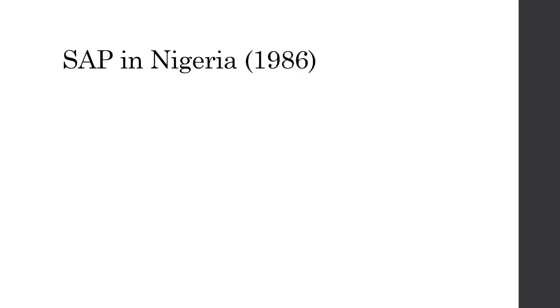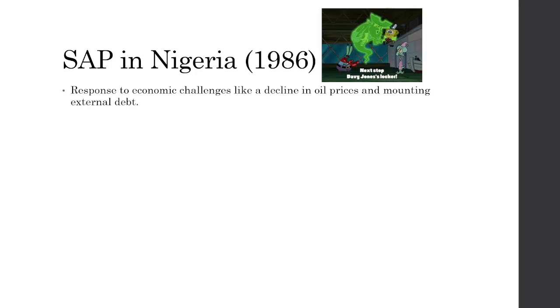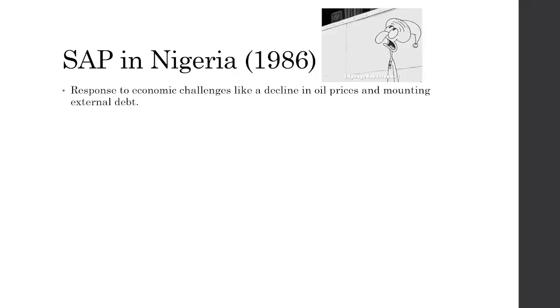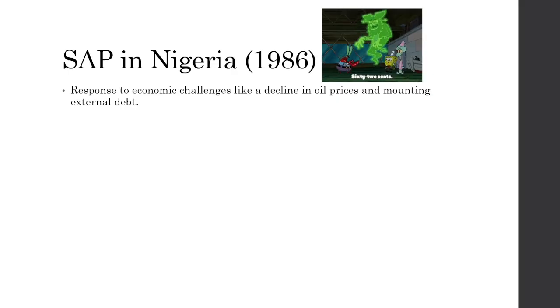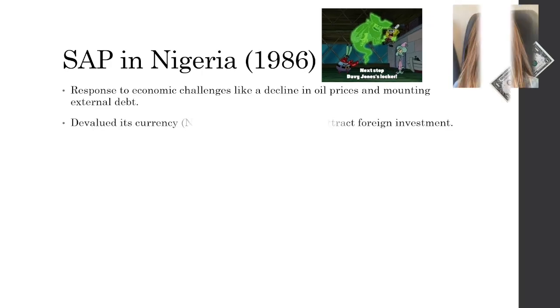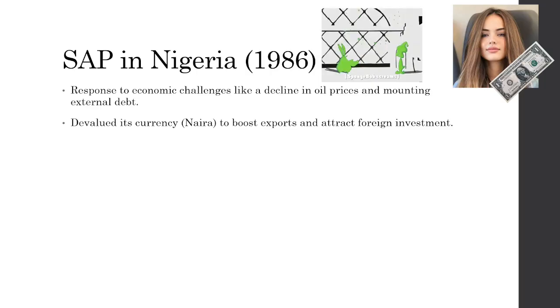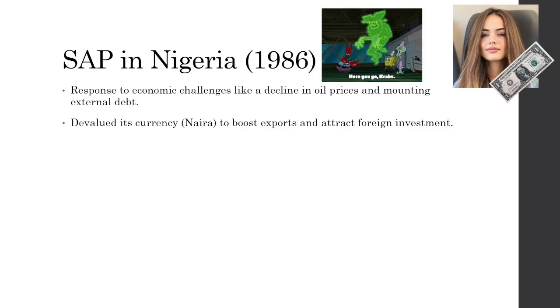Let's look at an example in Nigeria in 1986, a little bit ago, but still kind of contemporary. So this was a response to economic challenges, like a decline in the oil prices. Remember, oil is such a big part of their economy that if it goes down, their economy is going to suffer. And they're also accumulating significant external debt. The currency was devalued to boost exports and attract foreign direct investments.